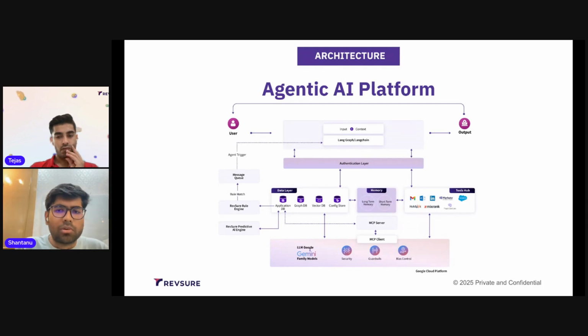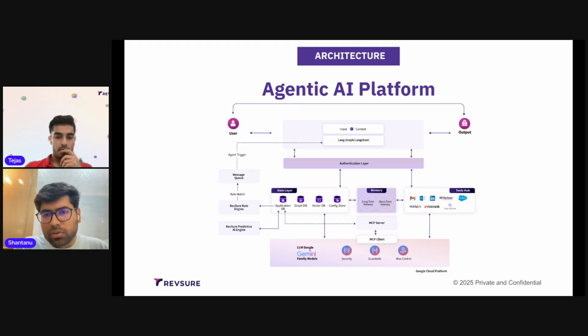As I was mentioning, the kind of web pages and the kind of content this person has been engaging with. Then we send all of this context as a prompt to the LLMs, which is currently powered by the Google Gemini family. And the output of that is a personalized email.